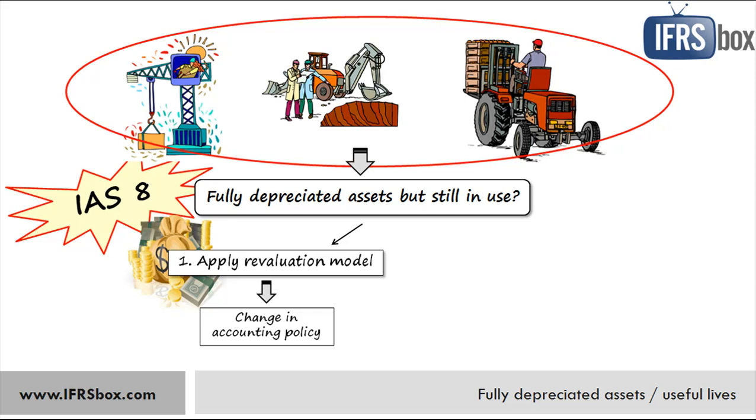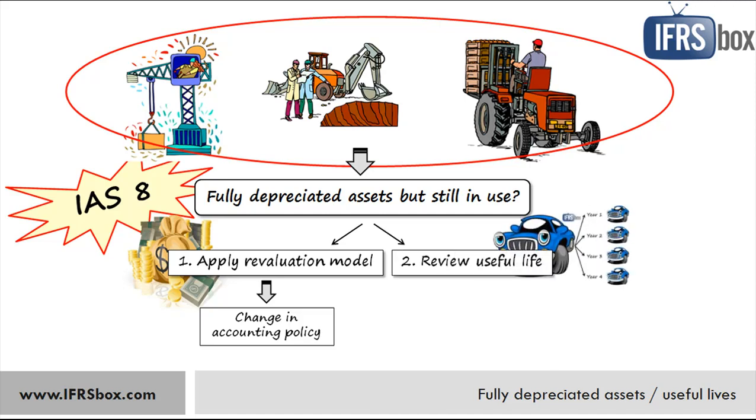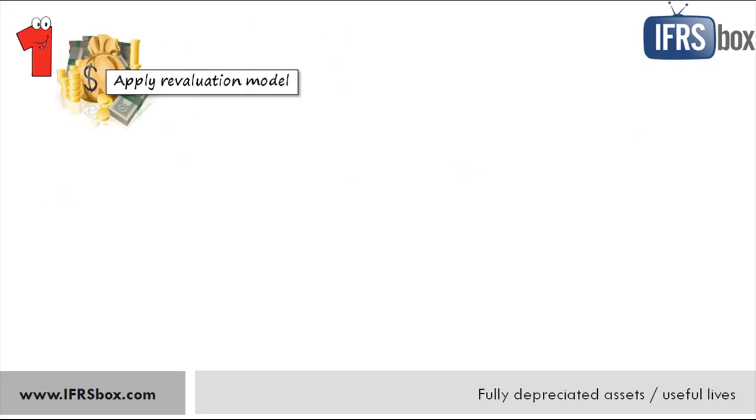The second option is to review the estimated useful life of your assets and deal with a change in accounting estimate in line with IAS 8. And in this video, I'll show you exactly how to do this. So let's take a look at the first option, application of the revaluation model instead of the cost model. You are allowed to do this, but please be aware that switching to the revaluation model means changing your accounting policy, and you should have a good reason to do it.